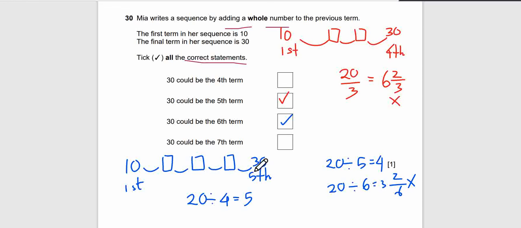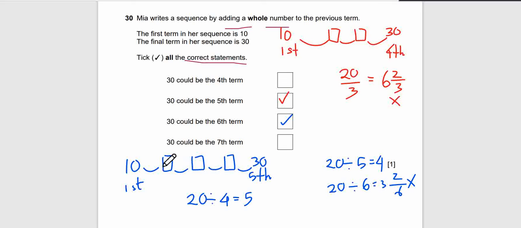So to get the sequence, we have to add a whole number plus a whole number plus a whole number plus a whole number to get 30. So there are 4 additions, 1, 2, 3, 4. Between 30 and 10, the difference is 20. So 20 divided by 4, we get 5. So this sequence we can get by adding 5.